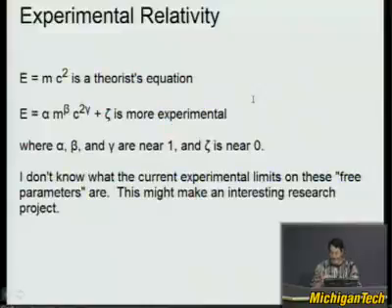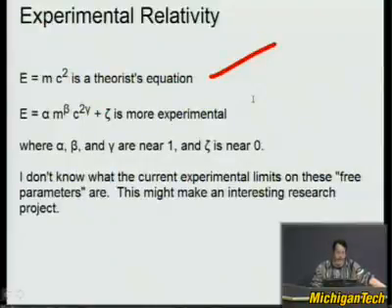Okay. I like to think of this as experimental relativity. It's something I sort of came up with. So E equals mc squared, probably the most famous equation in physics. Came up with by Einstein, really great. However, that's a theorist's point of view. And from an experimental point of view, why don't we break it down? What do we know really is a multiplier there? Is it 1? Is it exactly 1?